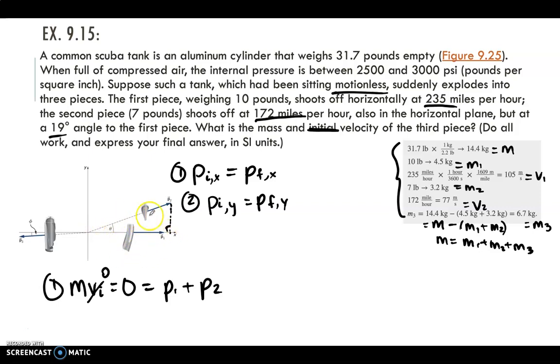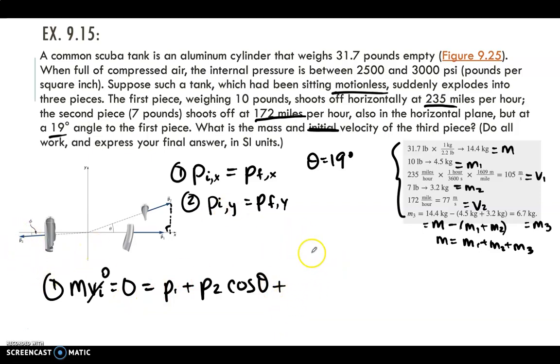Adjacent over hypotenuse, right? Okay, so that means it will be cosine of theta, where theta is our 19 degrees. I'm just going to write that over here. All right, so we have partially completed our x-axis. Now we need our P3.